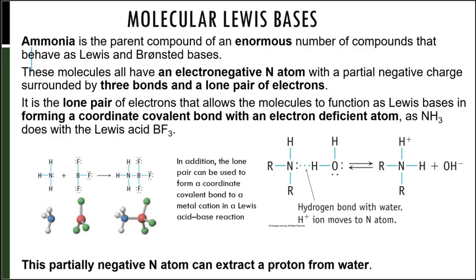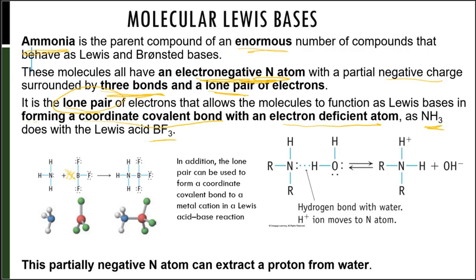We know ammonia behaves as a base, but ammonia is the parent compound of an enormous number of compounds. They behave as Lewis and Bronsted bases. And these molecules all have that very electronegative nitrogen atom that has a partial negative charge that's surrounded by 3 bonds, 3 hydrogens, and a lone pair of electrons. But it's that lone pair of electrons that allows the molecules to function as that Lewis base in forming a coordinate covalent bond with an electron-deficient atom, like NH3 does with BF3.